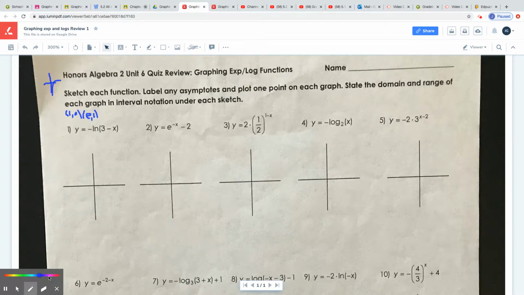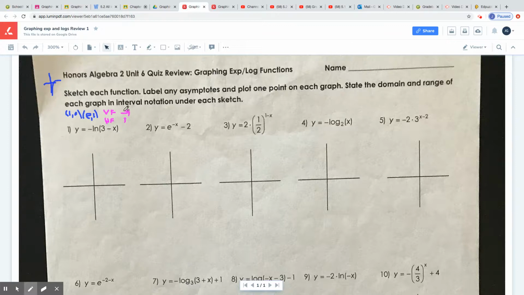Now, the transformations going on here: we have this negative here, which means we have a vertical flip. This negative in front of this x means we have a horizontal flip. And the number in here gives us a horizontal slide. So we set that equal to 0, and we get a positive 3. So we're going to move to the right 3. Those are the things that are happening here.